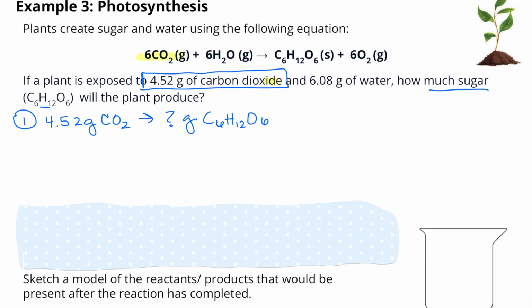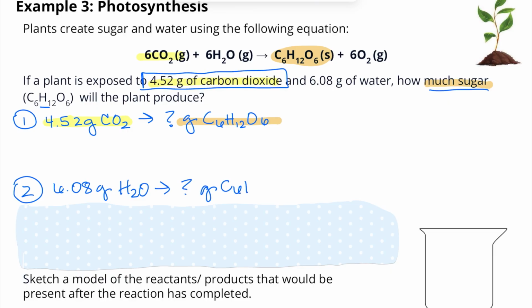And notice CO2 is one of our reactants. So we're starting with a reactant value and ending at whatever product was specified, which in this case was that sugar. Our second part of this is that we are going to start with our other given reactant value, 6.08 grams of water, that H2O. And we also need to do a calculation to figure out, well, how many grams of sugar will that produce? Because then we are going to compare those two values.